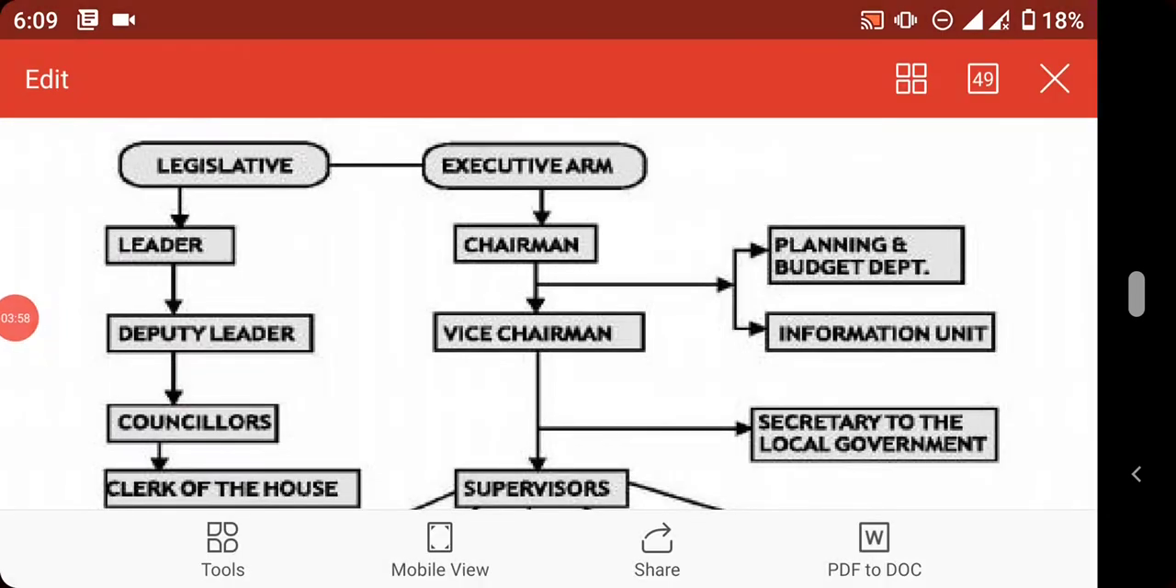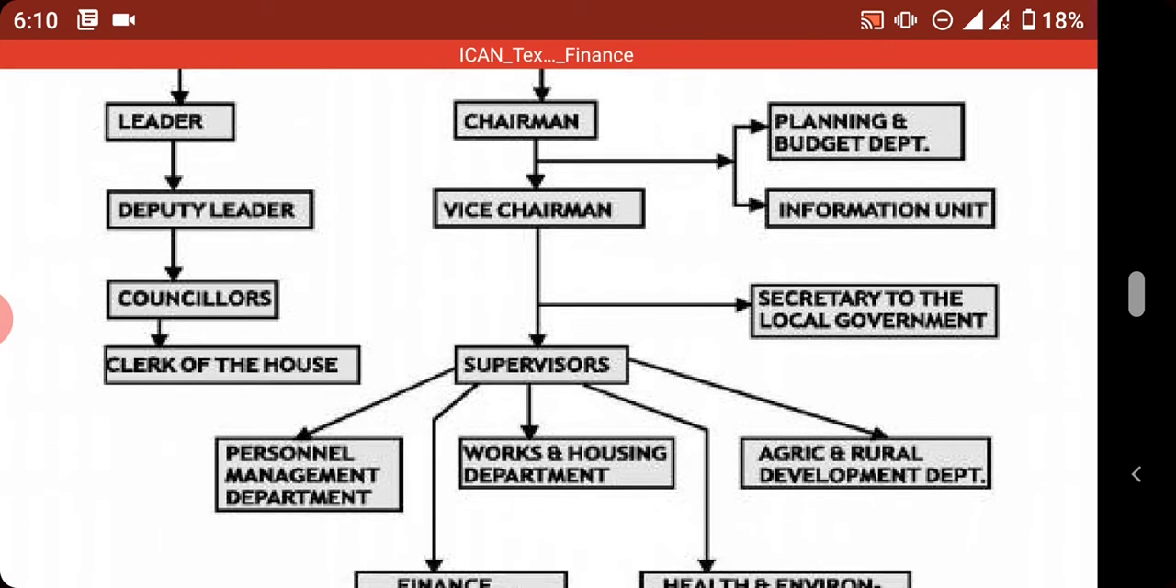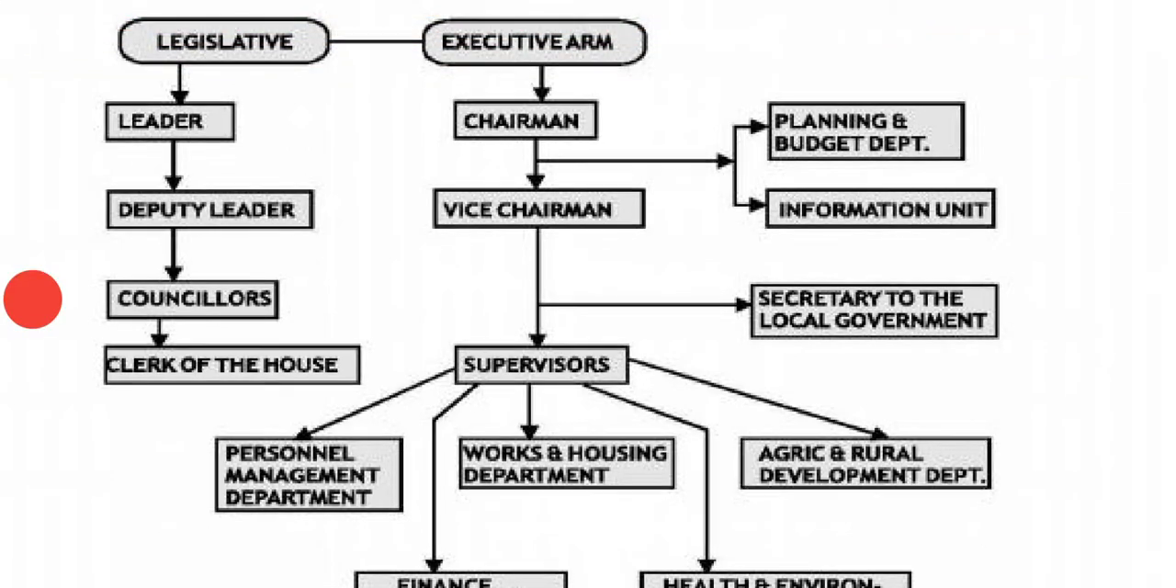Now, under the executive arm, we have the chairman. Sometimes elections are conducted, and those who are vying for the position of chairman go for it and bear the flag of their party. We have the vice chairman, which can be likened to the vice president at the federal level or the deputy governor at the state level. We have the supervisors. The supervisors are those whom we can liken to ministers. They supervise the various departments in the local government.